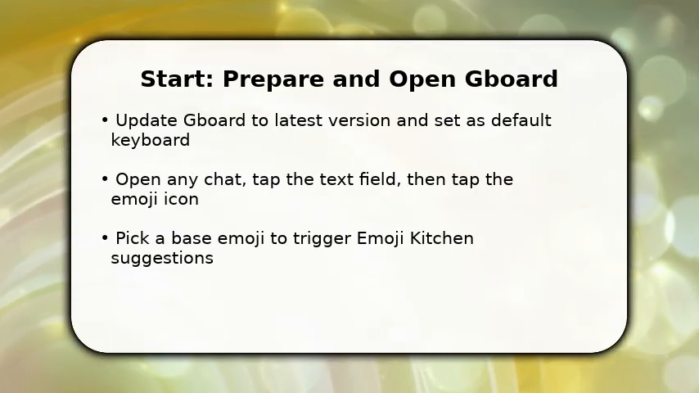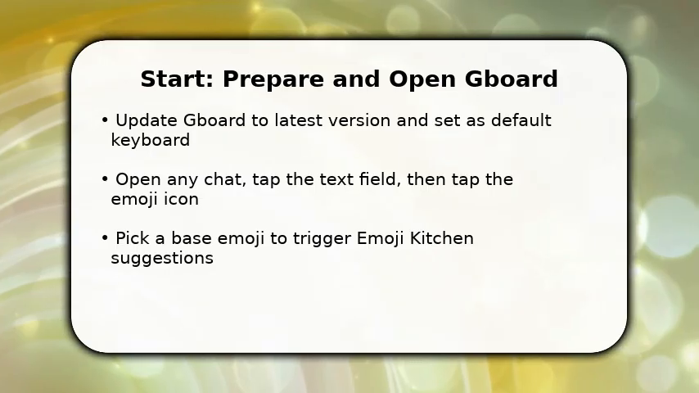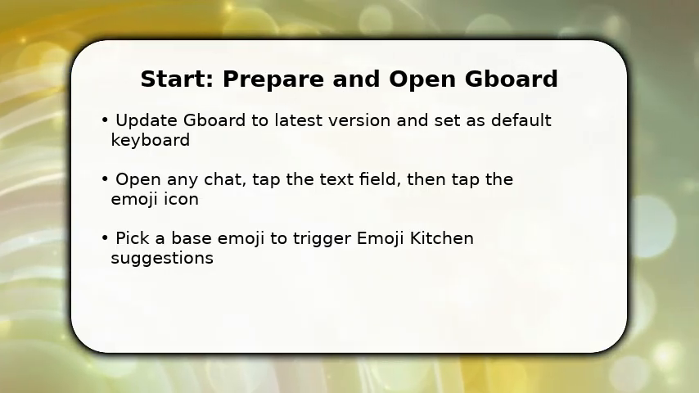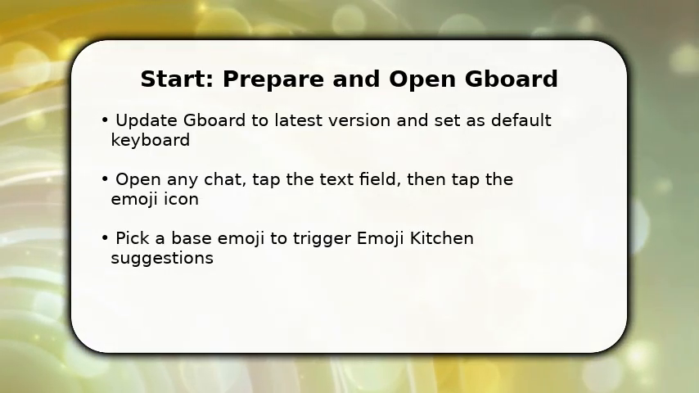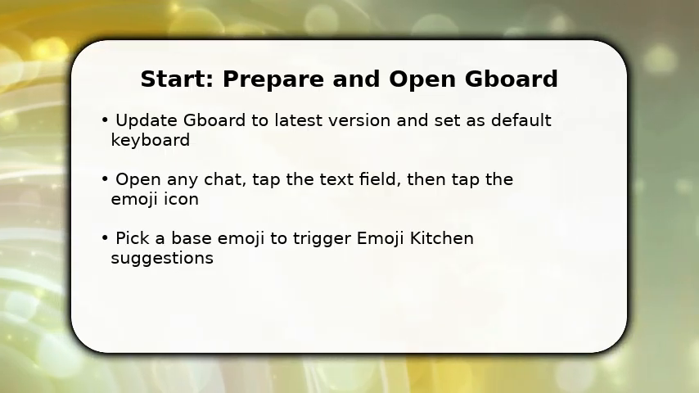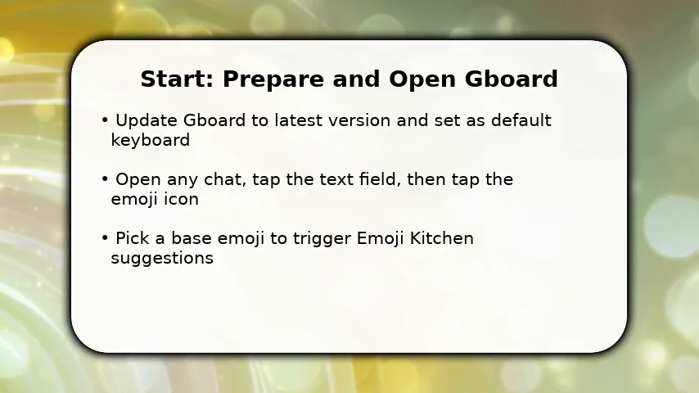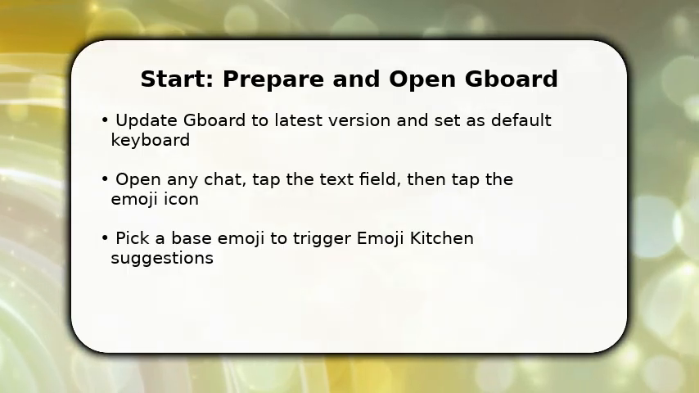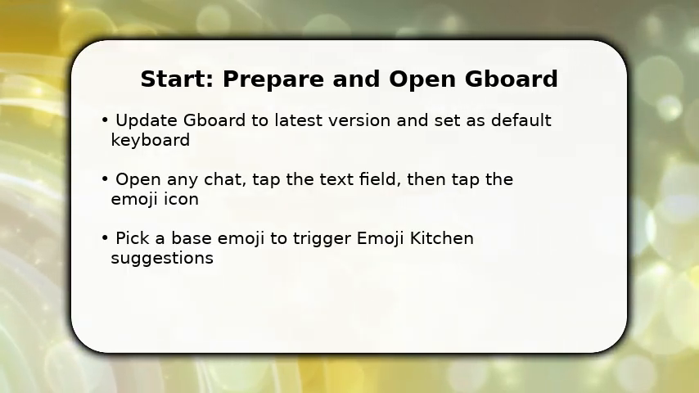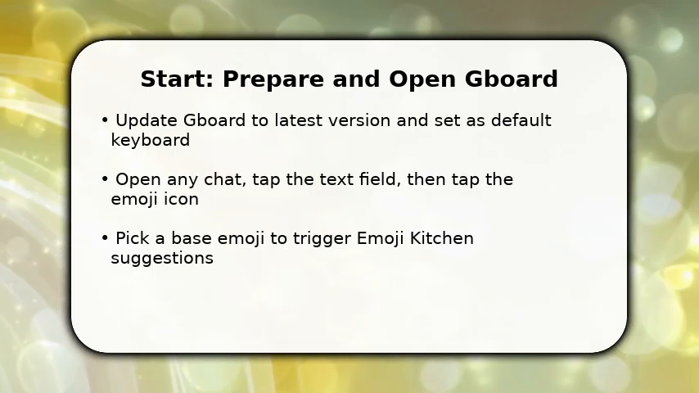You start by updating and selecting Gboard so the feature works. Once done, open any messaging app and tap the text field. Make sure Gboard is active. Tap the emoji icon to open the emoji panel and choose a clear base emoji. That action prompts Emoji Kitchen to generate mashup sticker suggestions.